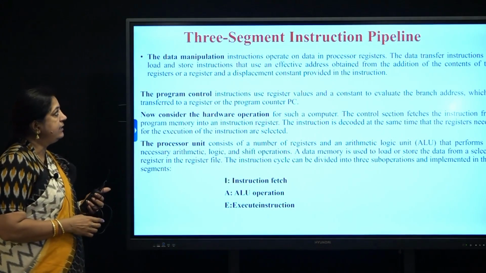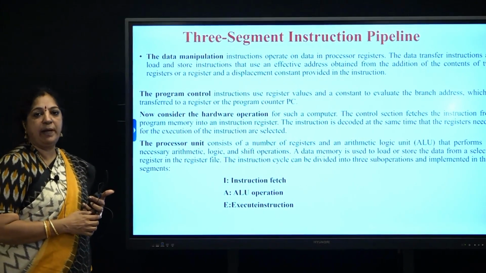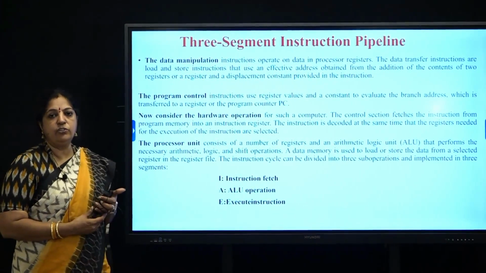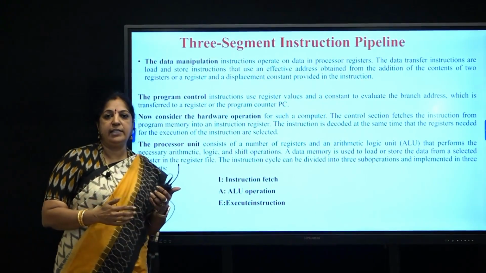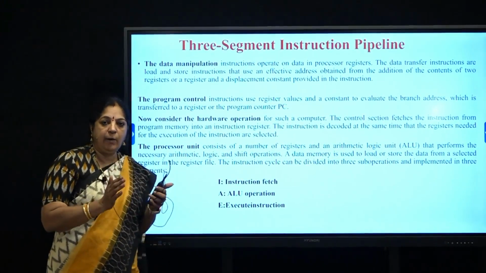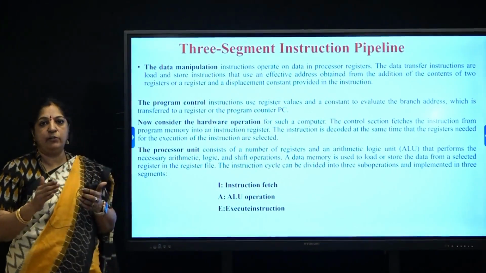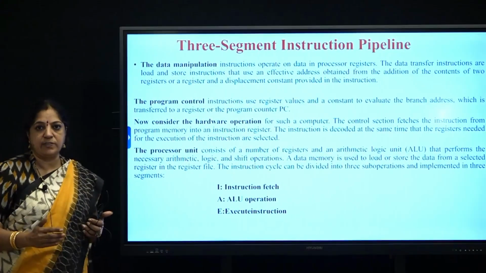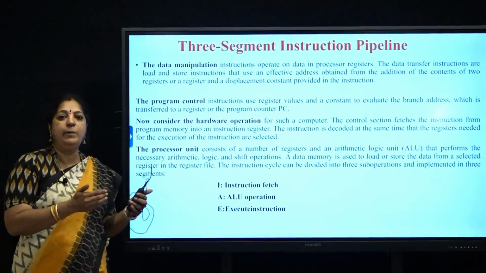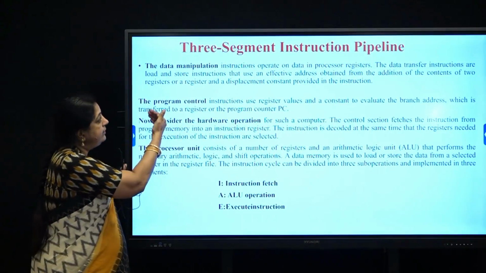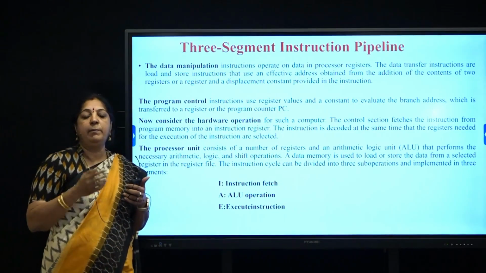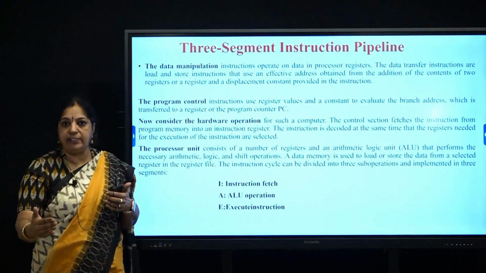Now, let us take a 3-segment instruction pipeline. So, now we are going to see how this pipelining is done. From the starting we are seeing that pipelining means any operation, any process, is divided into subtasks or sub operations. It depends on how many segments we are going to divide. Here we are going to take a 3-segment instruction. That means one instruction is divided into 3 segments.